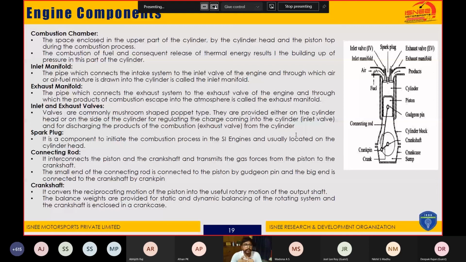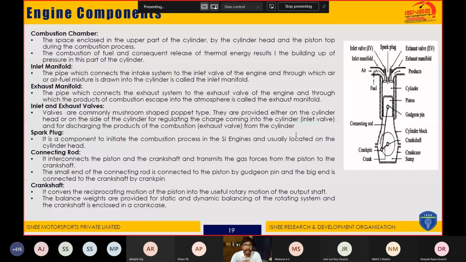The combustion of fuel and consequent release of thermal energy results in the building up of pressure in this part of the cylinder. So basically, when the explosion happens, it pushes the piston downward, and this cycle just completes. In upcoming slides, we will see how exactly this cyclic process is repeated again and again.